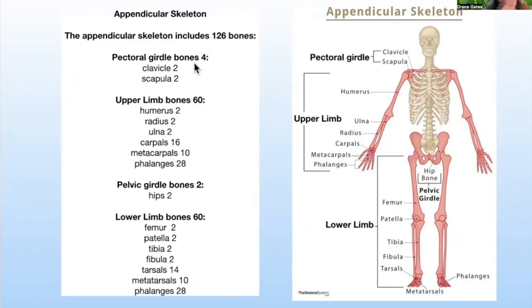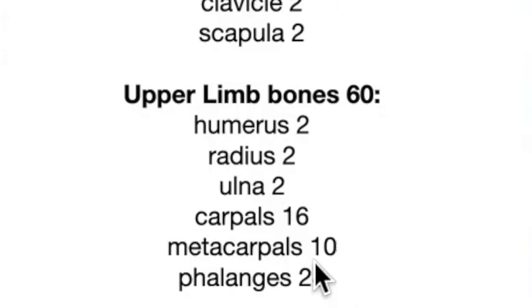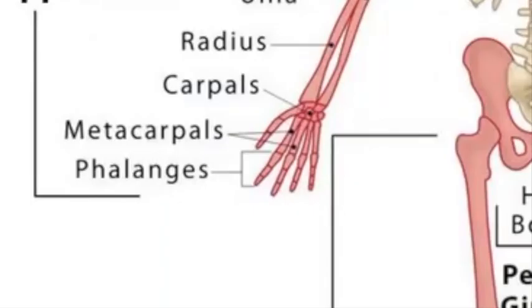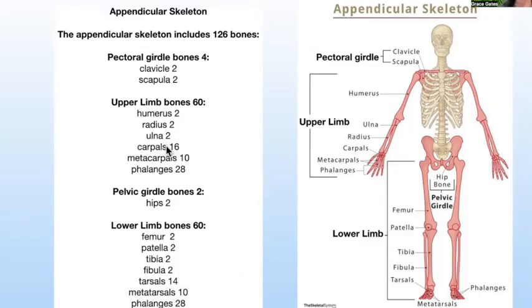The breakdown of the appendicular skeleton, it includes 126 bones. The pectoral girdle bones are 4. The upper limb bones are 60. There are such a large number of them because there are 28 phalanges or finger bones. Okay, that's most of them. And then in the wrists and the palms and the backs of the hands, there are 26 bones. So that's why there are so many bones. And we'll learn these as groups. So don't worry, it's not so bad.